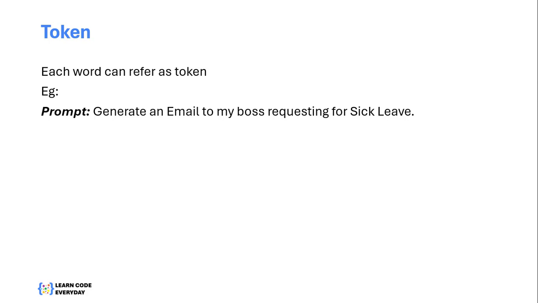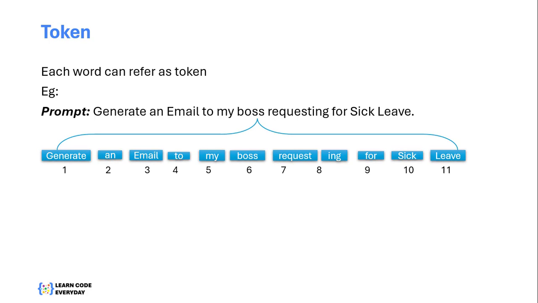As I said, a token can be referred to as each and every word. Let's look at an example with a prompt. Consider the below example. Here we have "Generate an email to my boss requesting for sick leave", which is my prompt. And this prompt you can split into tokens, which has 11 tokens. Generate is one token, an is one token, email is one token, and so on.